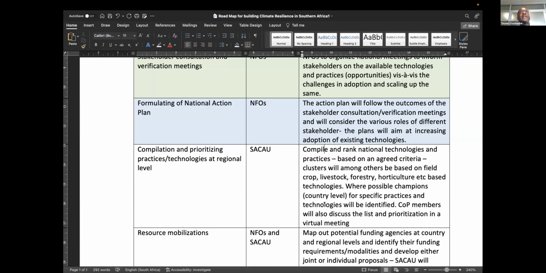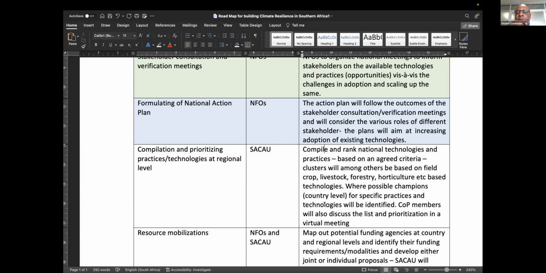How do we now prioritize, looking at the innovations that we have found in the countries, the technologies at regional level, so that when we are looking for funding, for example, we say we have done a study in Southern Africa and we found that conservation agriculture is something that farmers are actually adopting and using? How do we then support other farmers to also follow the same? This one will be the responsibility of SACAO, because now we are talking regional level. We are no longer talking about something that is happening at country level.